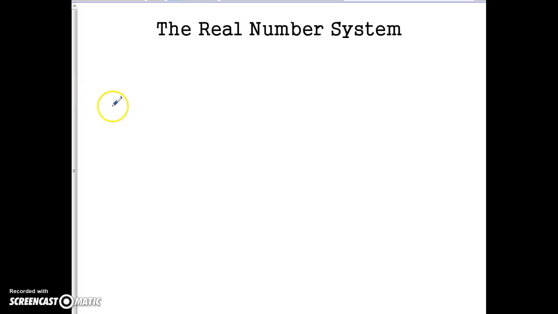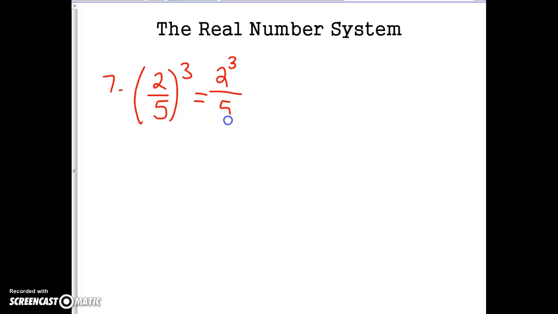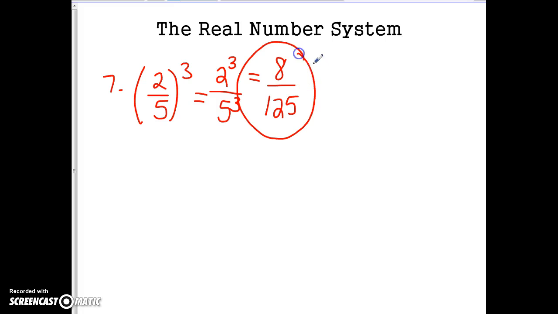Just want to remind you of some rules about exponents with fractions. So for example, like number 7, it's 2/5 to the third power. When a fraction is being raised to an exponent, you want to raise the numerator to that exponent and the denominator. So it's 2 to the third over 5 to the third. And then simplify. So 2 to the third is 8, 5 to the third is 125. Check to make sure that it's reduced, which it is, so there is your answer.